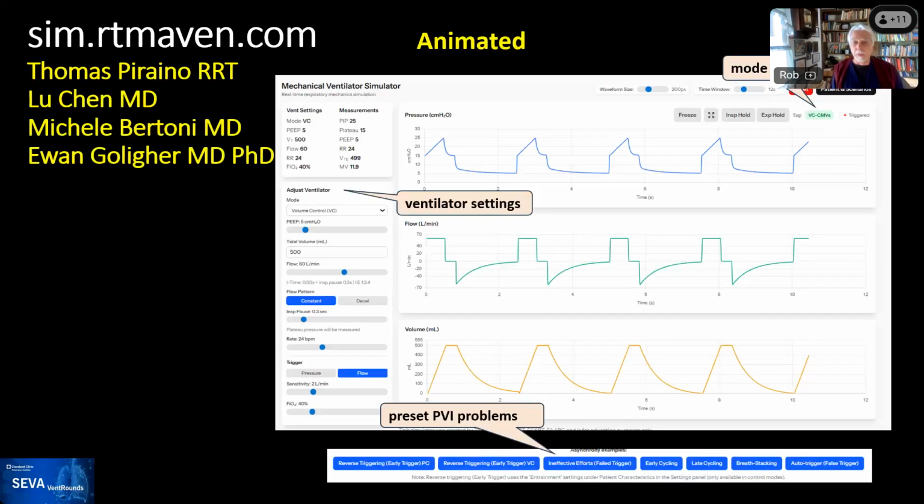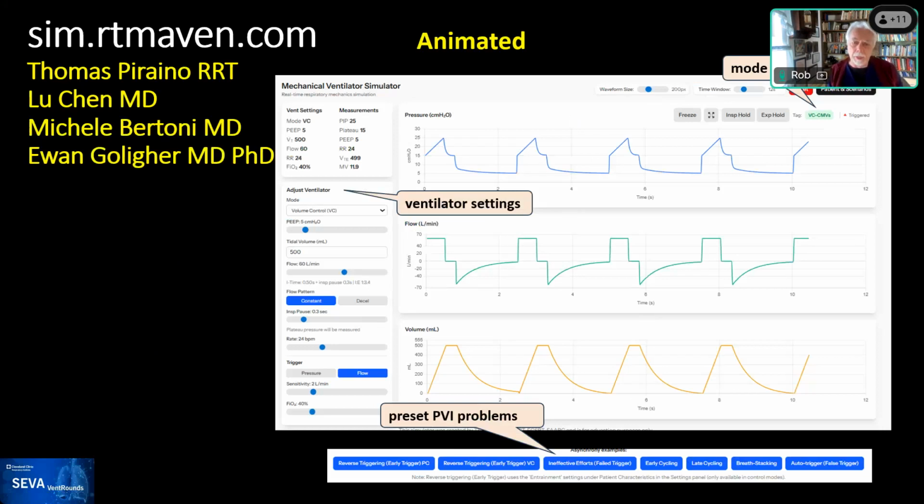Now, that's a very simple model, and it's a free model that you can get as part of the SEVA course. There are much better models available, and they live on the internet. And this is probably the best one I've seen so far. It was designed by Tom Pirano, who is a Canadian respiratory therapist and a programmer, a really smart dude. And he's put a lot of work into this simulator that you can get to. I'll show you at the end.